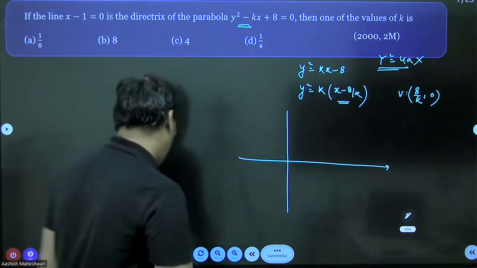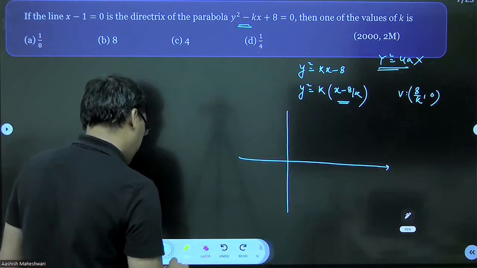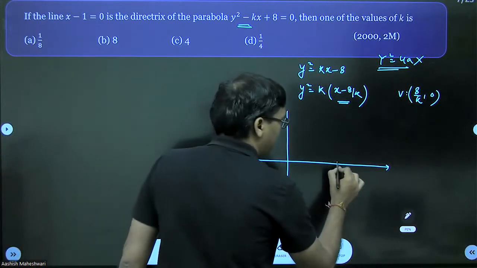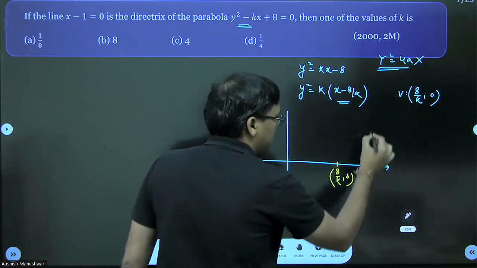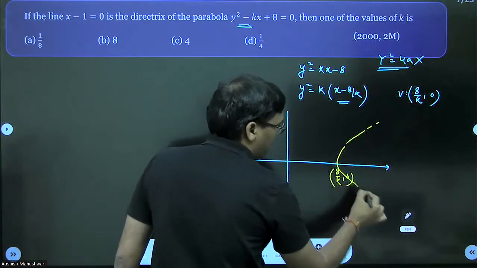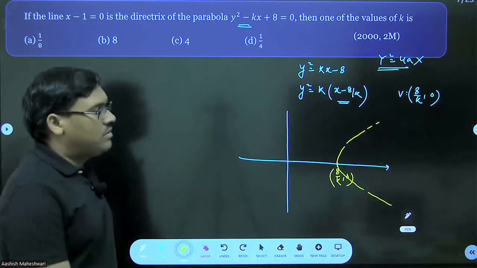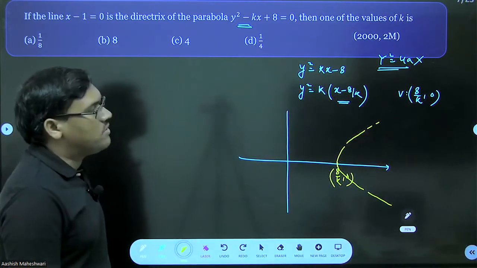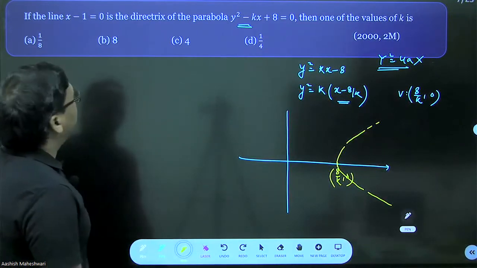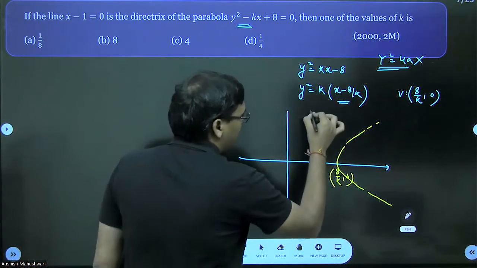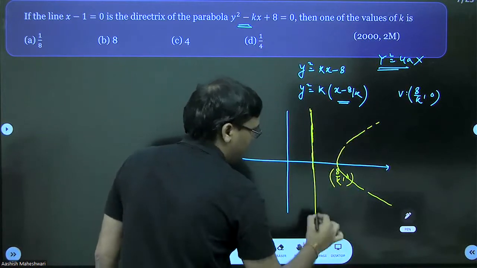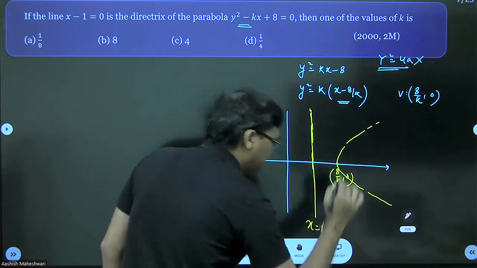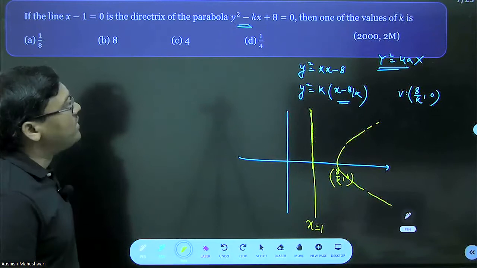This is y is equal to 0. So this will be something like this. Let's say this is 8 by k comma 0. This is the parabola whose vertex is at 8 by k comma 0. Now it is given that x is equal to 1 is the directrix of this. So directrix will be something like this. X is equal to 1 is the directrix. Now I want to find the value of k.